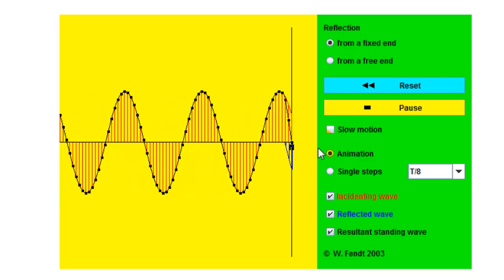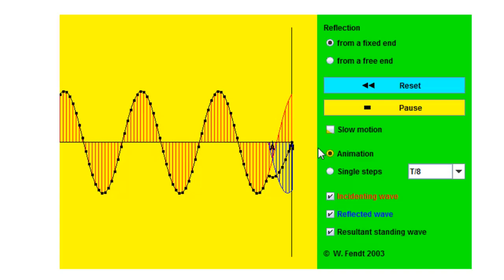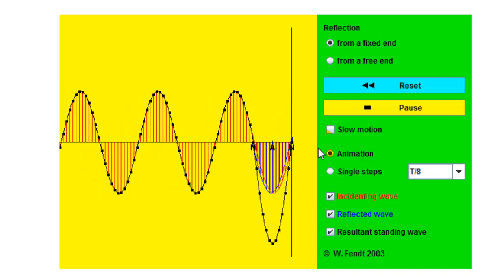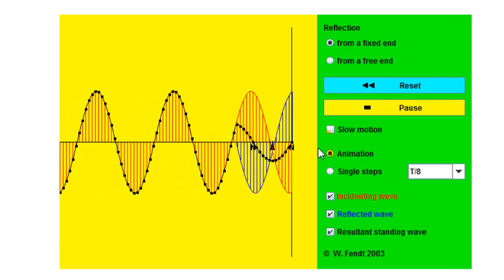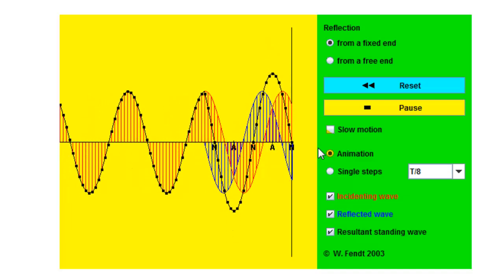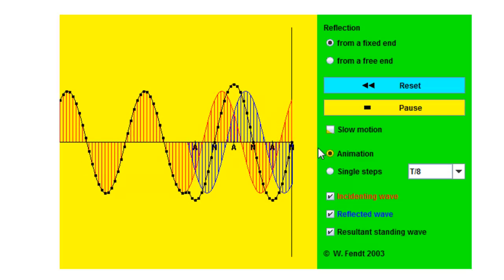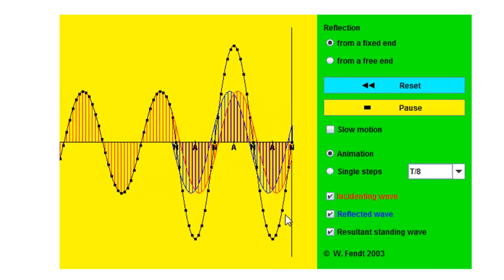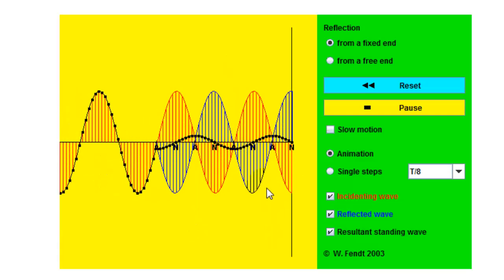Here is the blue reflection. Of course, when you see the standing wave, you don't see the red and the blue waves separately. You see the sum of the waves. The sum of the waves is demonstrated by the black wave there. It's the sum of the displacements.